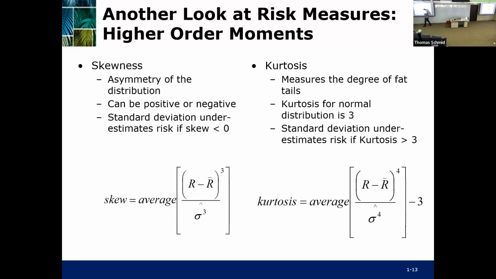And this assumption of normality allows us to ignore skewness and kurtosis. If the returns were not normally distributed, we would need to consider their skewness and kurtosis in addition to the measure of location and the measure of dispersion. So these are the third and the fourth order moments. The skewness measures the asymmetry of the distribution, so whether the distribution is tilted to the left or to the right.